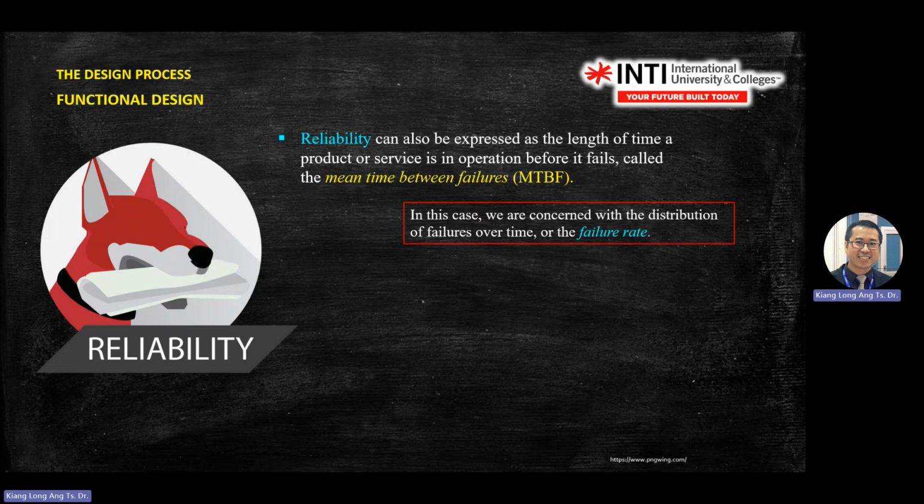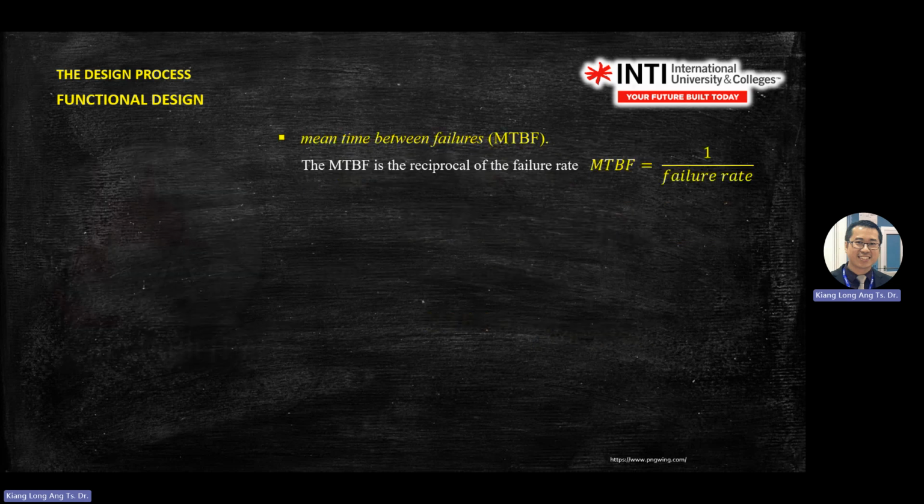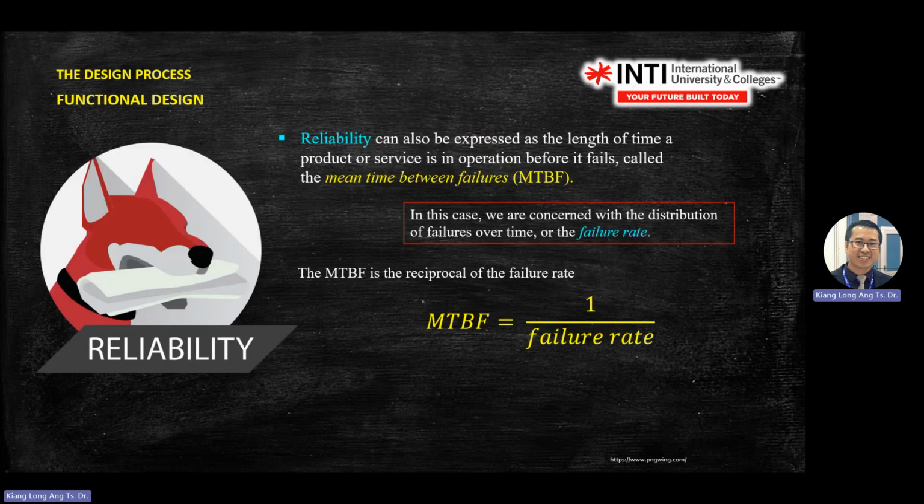We define this reliability with a name called mean time between failure, MTBF. MTBF is given by this equation: 1 over failure rate. Failure rate means the frequency of failure, like one failure over 1 hour. So it's an inverse of your failure rate.